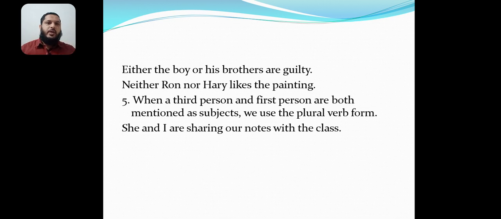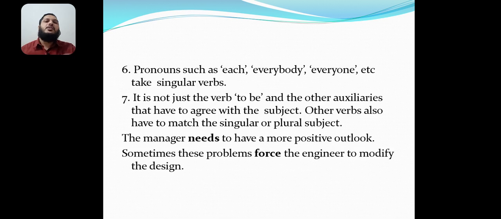Look at the rule again. When a third person singular and first person are both mentioned as subjects, we use the plural verb form. Third person singular, example, she, he. And first person singular, I. She and I are sharing our notes with the class.